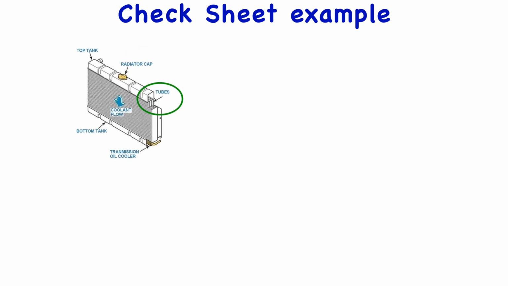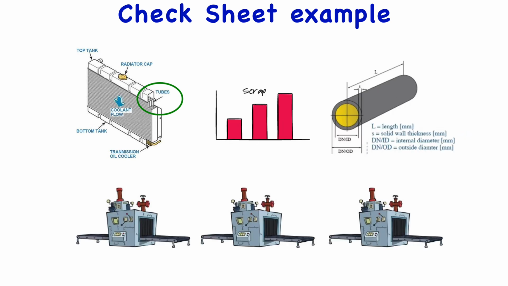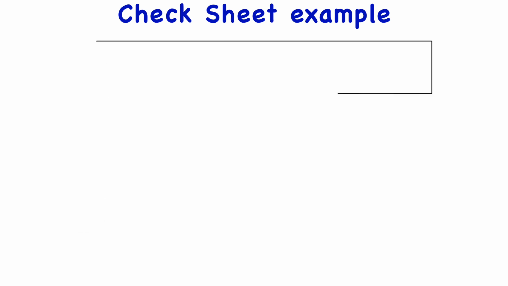This process is making too much scrap due to the internal diameter being out of limits. The process includes 3 machines that make the same type of tubing after setup. The improvement team requires to capture the internal diameter of this process to understand how each machine is behaving and make decisions from there. Let's follow the steps.